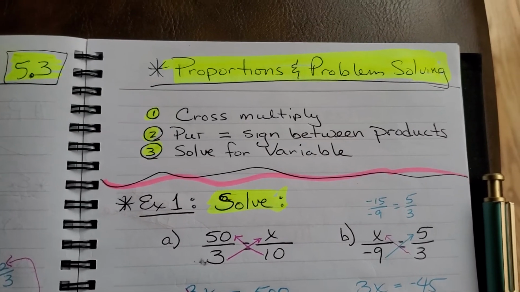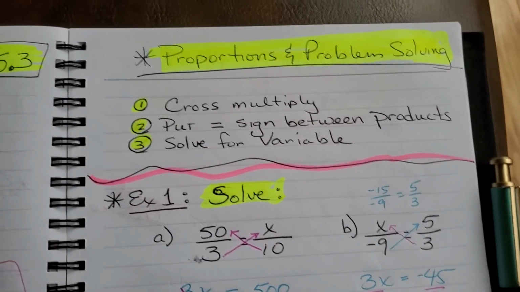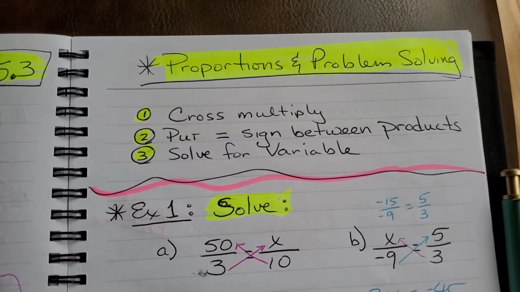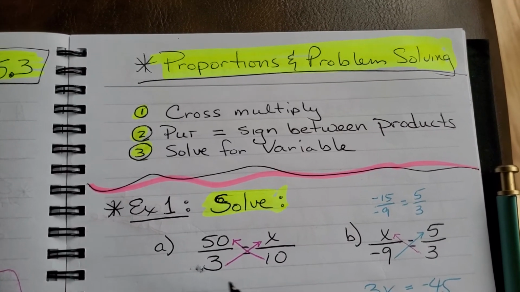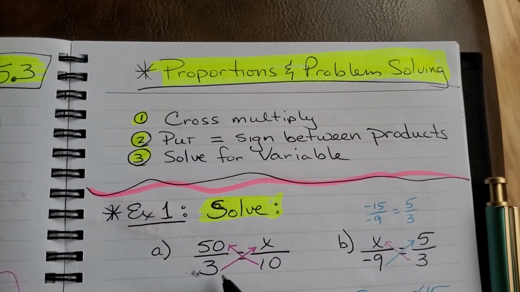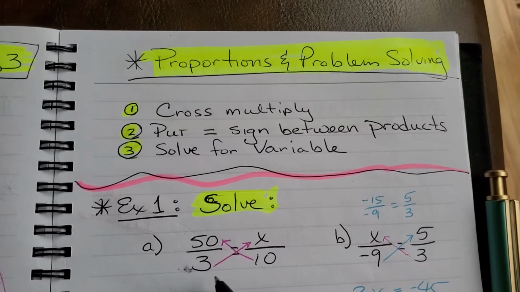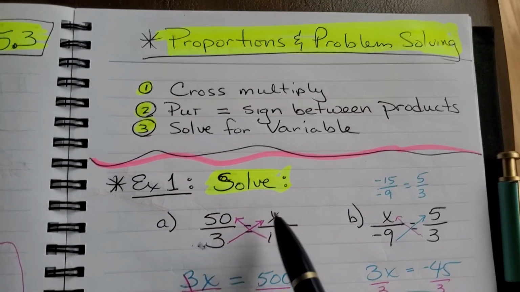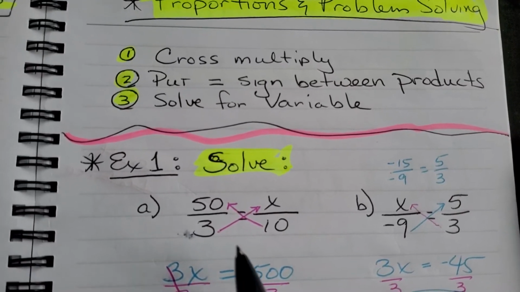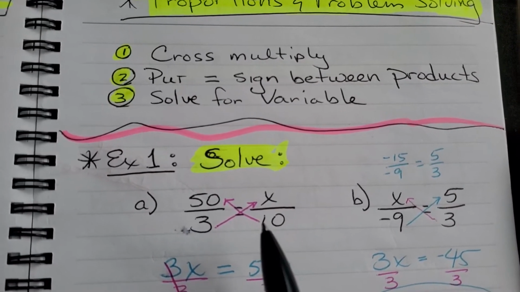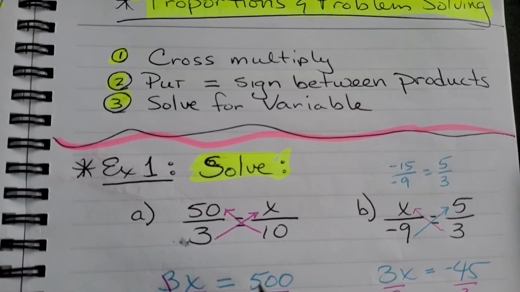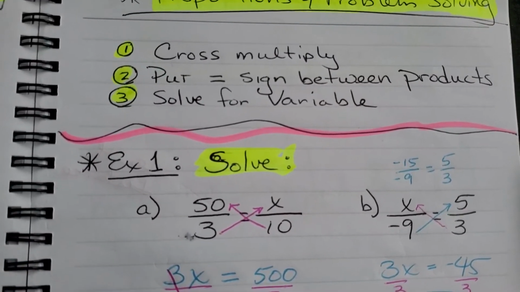So that's what's different about this section than the last section: we have variables involved, okay? Let's go ahead and take a look at the first one. 3/50 equals x/10. Now, we're going to cross multiply. I usually start with multiplying the direction that my variable is, so I would start with my 3 times x, which we should know is 3x. Then I'm going to put that equal sign, and then cross multiply the other direction. 10 times 50 is 500. Now, are we done? No.